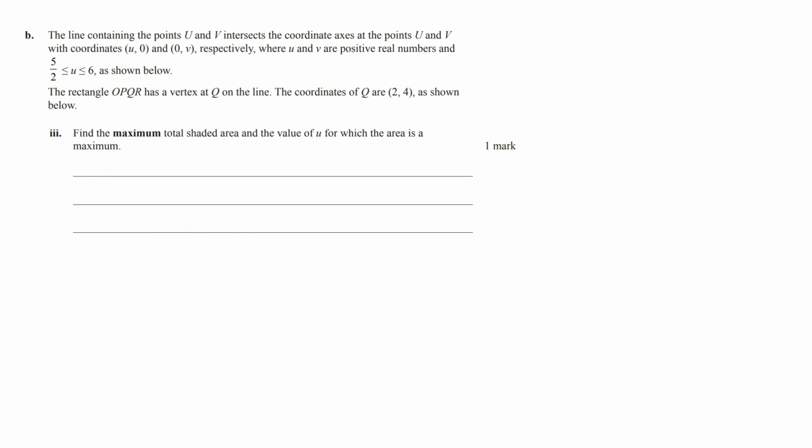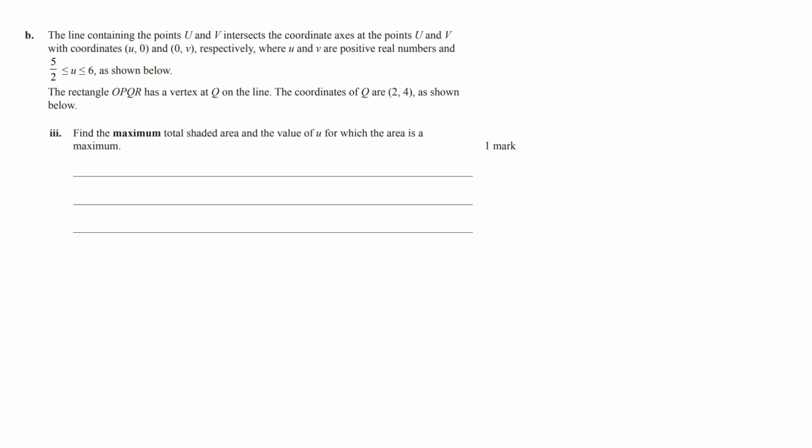Find the maximum total shaded area and the value of u for which the area is a maximum. We just worked out that the minimum area will happen when u is equal to 4. And we know that the value of u must be between 5/2 and 6. This means that the maximum area will occur at one of the endpoints, either when u is equal to 5/2 or when u is equal to 6. Note that we're not asked to find the local maximum, and so we don't need to find the derivative here.